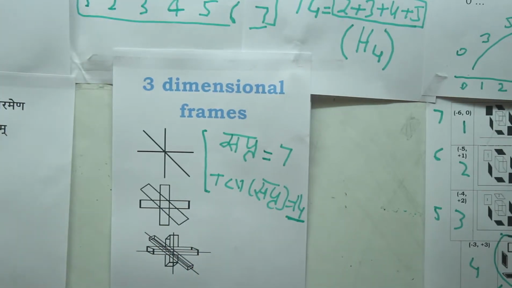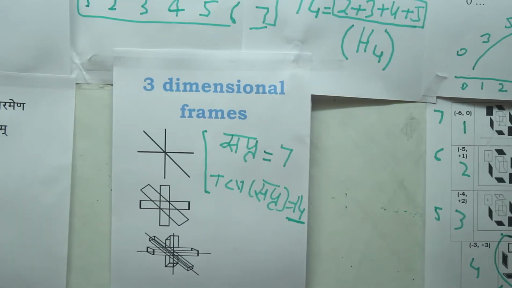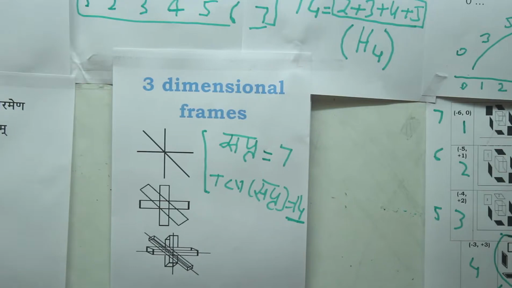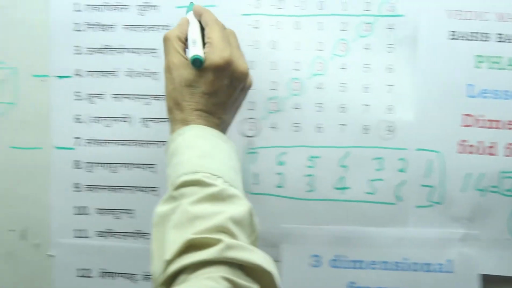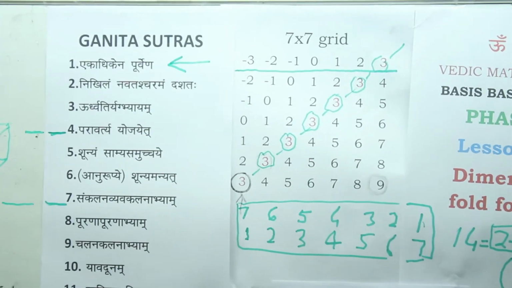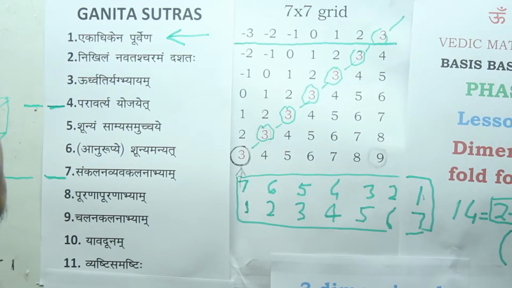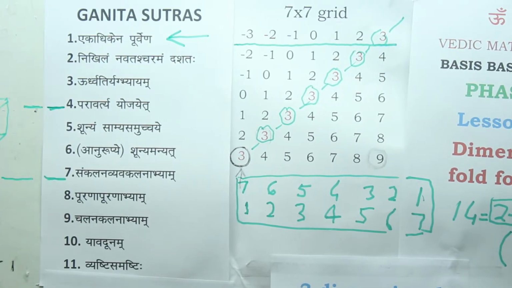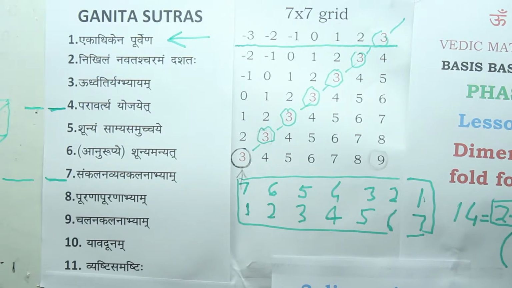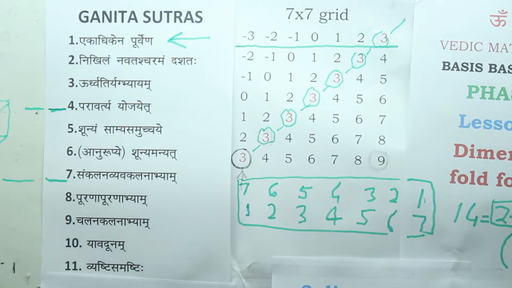Now let us have a pause here. Let us revisit the text of the Ganita Sutras. We see that Ganita Sutra 1, Ekadhiken Purven, and Ganita Sutra 14, Eka Nunen Purven, are of opposite orientations. It is this feature which deserves to be imbibed well.